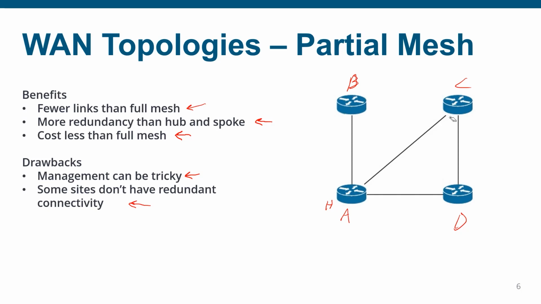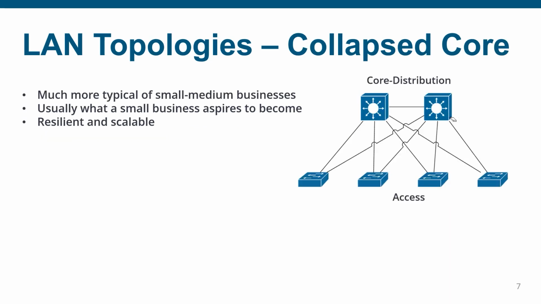So that's our WAN topologies, our wide area network topologies. Let's now take a look at some example topologies for our local area network. First up, and you may have heard of this before, is the collapsed core, our two-tier LAN topology. This is very typical of a small or medium business.